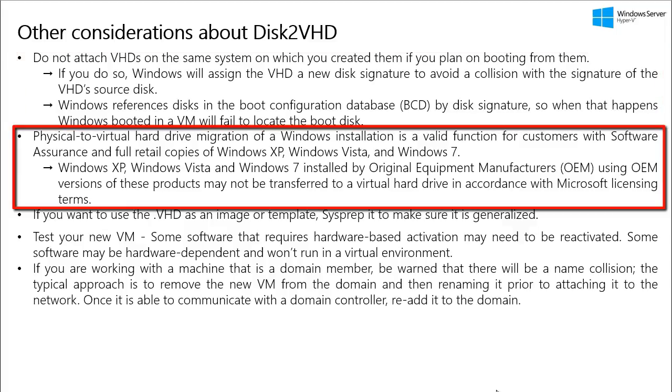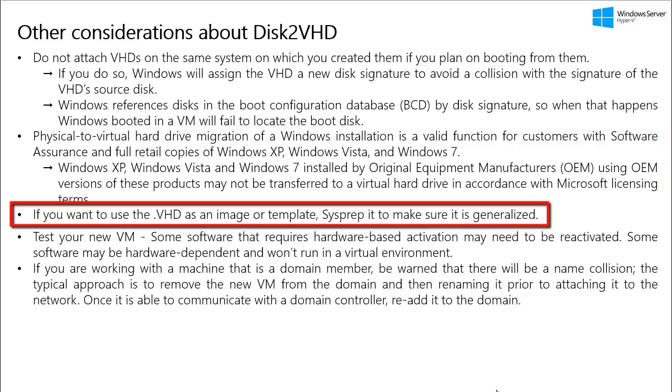Now, whenever you are doing a P2V migration of a Windows operating system, it is okay for customers with software assurance and full retail copies of Windows XP, Vista, and 7. But if they are installed by OEM versions, then it is not in accordance with Microsoft licensing terms. So you have to be aware of it. Now, if you want to use the .vhd or .vhdx as an image or template, then you have to make sure you sysprep them, and you also need to make sure that you generalize them when you are doing a sysprep.